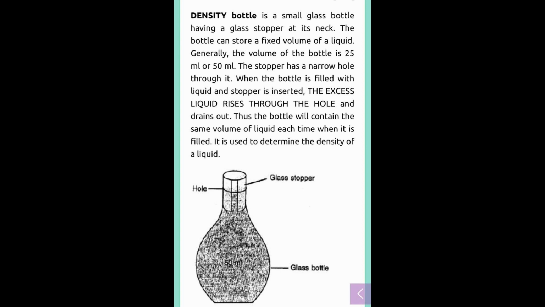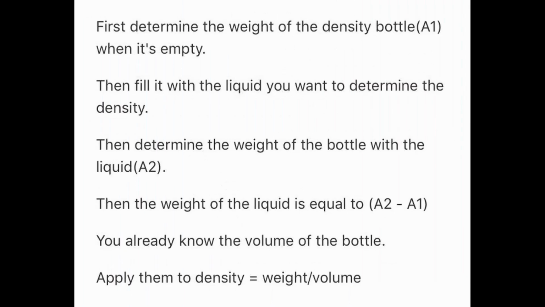So now we have found out the volume. Now to find the density, we need to find out the mass. So first of all we'll take an empty density bottle and we will find its mass. Let it be A1. Then we are going to fill the bottle with the liquid of which we have to find out the density, whether it is water or kerosene oil or alcohol. Whichever liquid we have to find out the density of, we'll pour that liquid inside the bottle and then we'll find its mass again.